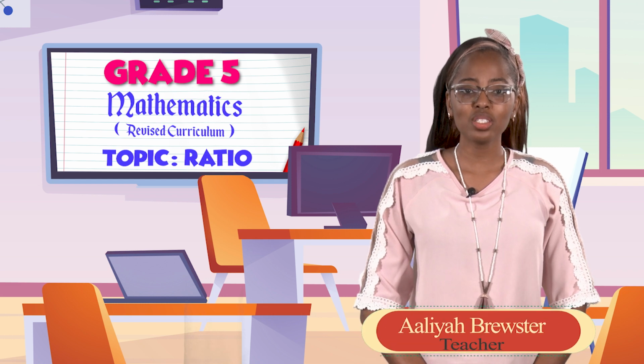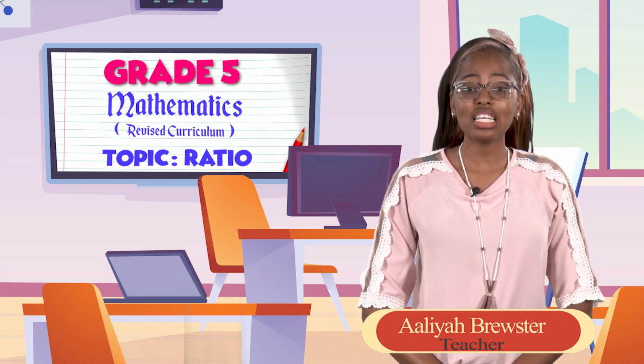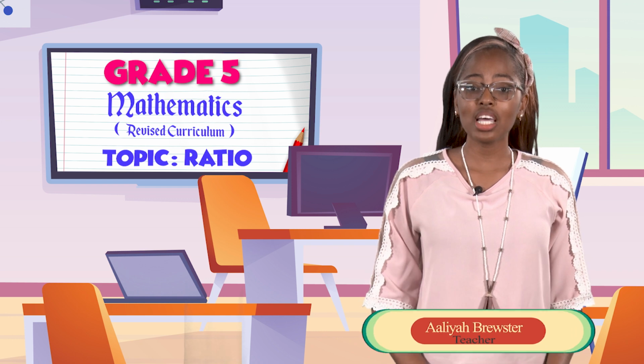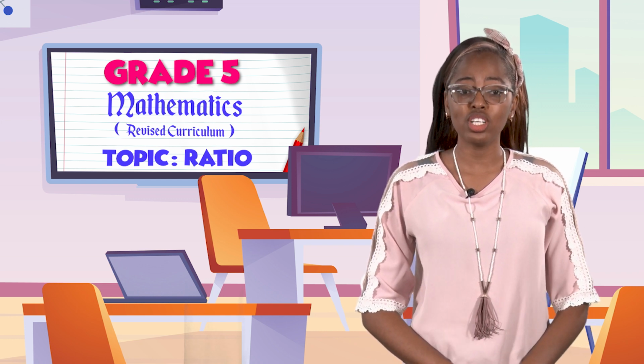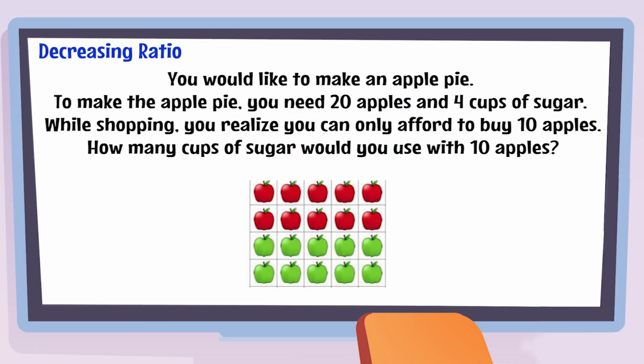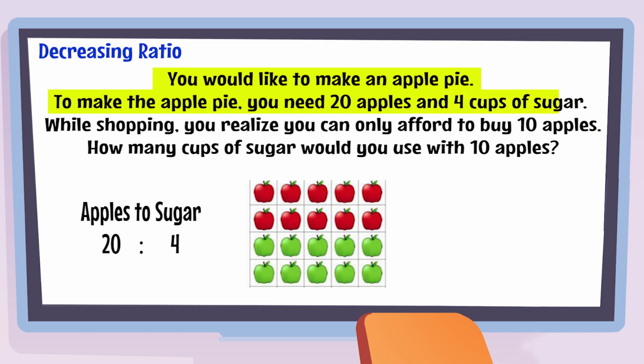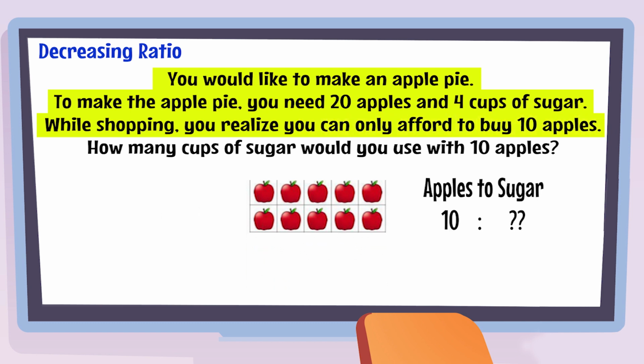Okay, boys and girls, we just finished discussing increasing ratio. Now it's time for us to move on to decreasing ratio. To understand decreasing ratio better, we'll examine a scenario. Suppose you would like to make an apple pie. But to make this apple pie, you need 20 apples and 4 cups of sugar. While shopping, you realize that you can only afford to purchase 10 apples. How many cups of sugar would you use with just 10 apples?